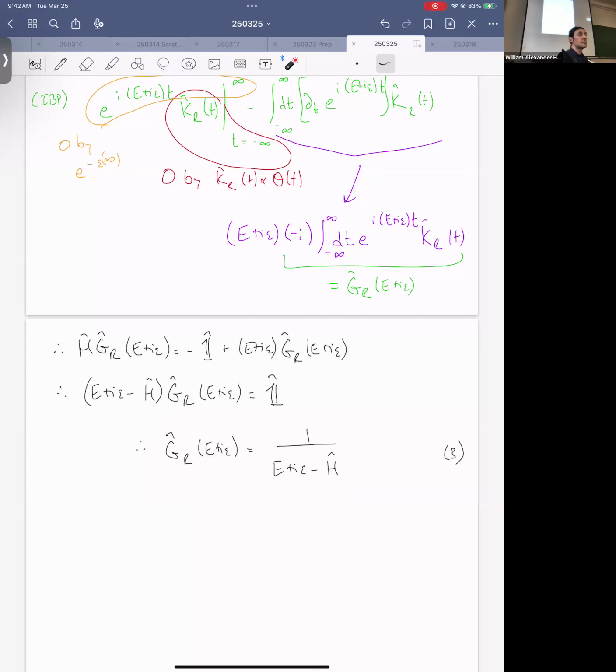Yes. Sorry, so the e plus i epsilon has the eigenvalue... Yeah, one could be a little bit more explicit.